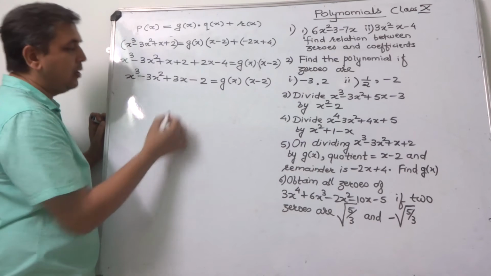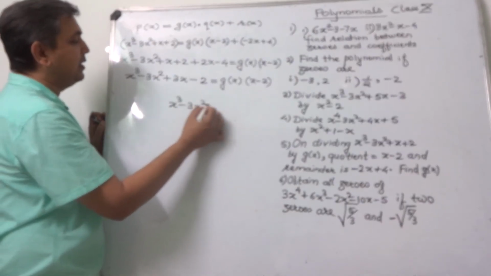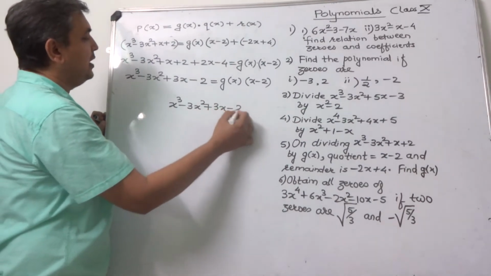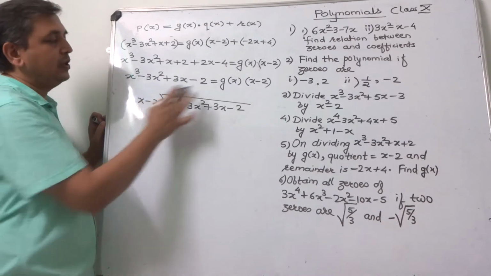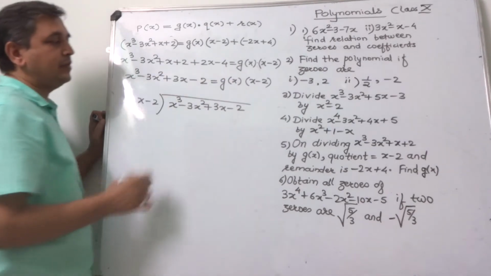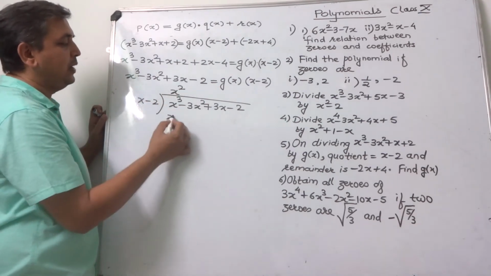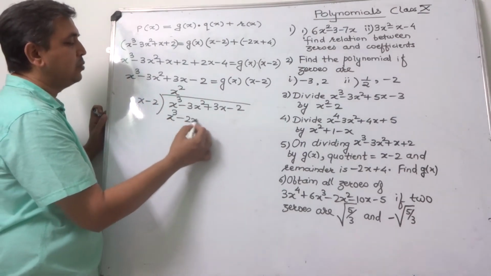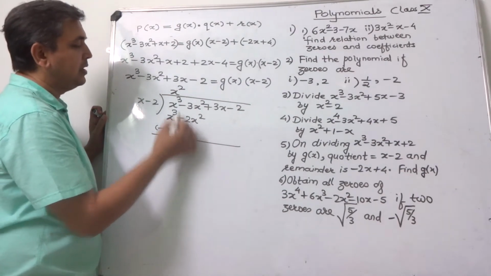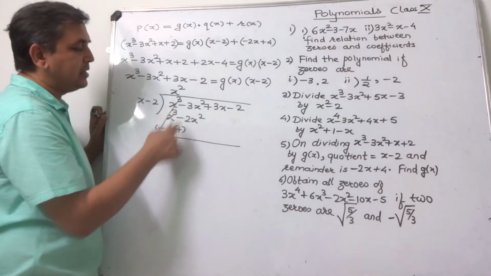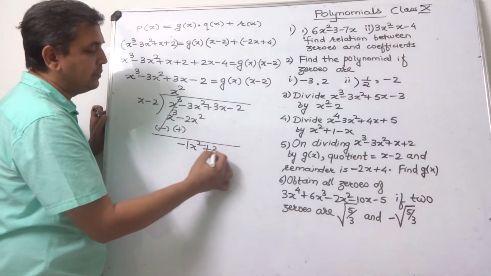So we divide by the long division method. x cube minus 3x square plus 3x minus 2 divided by x minus 2. The quotient will give the value of g of x. So division gives x square into x is x cube minus 2x square. Change the signs. Minus plus, this gets cancelled. Minus 3 plus 2 is minus 1x square.